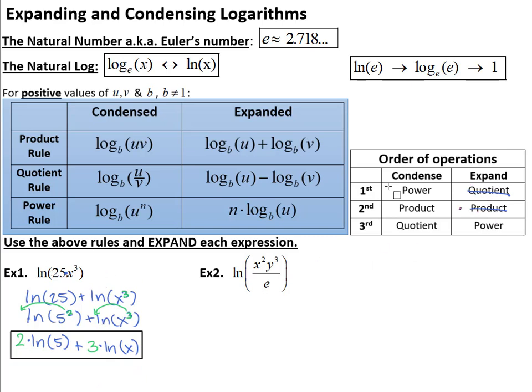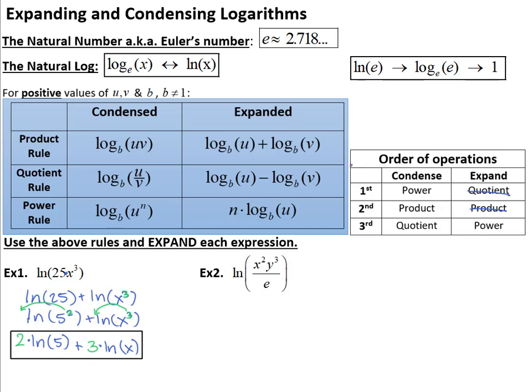There was no quotient rule. We did the product rule. We separate them as 2 logs being added together. We happen to notice that this was 5 squared. Okay, that's not going to happen too often. And then if we do have exponents, in the end, we can bring them out as multipliers. Okay, let's try example 2. Just going to step it up a little bit.